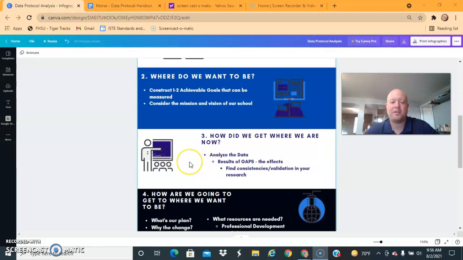So I have here, we want to go back and analyze the data. And we want to look at the results of those learning gaps. What are the causes of our learning gaps, the effects? And most importantly, as we evaluate and analyze the data, let's be consistent and validate what the effects are from the data.